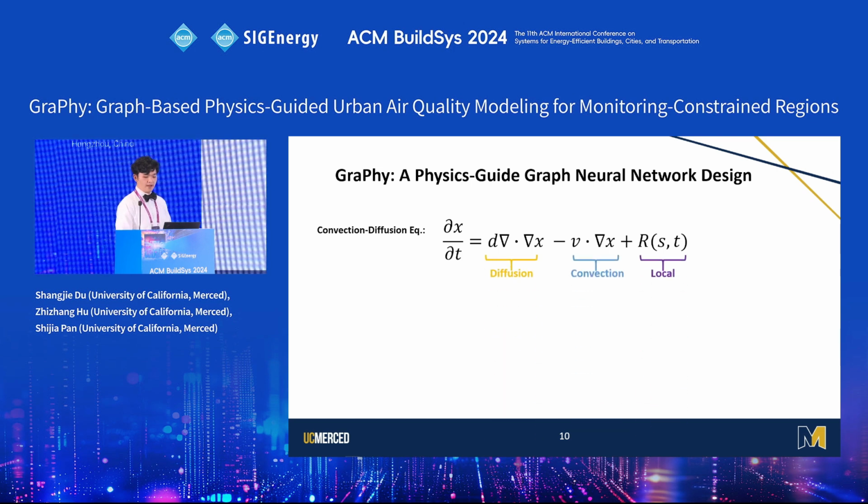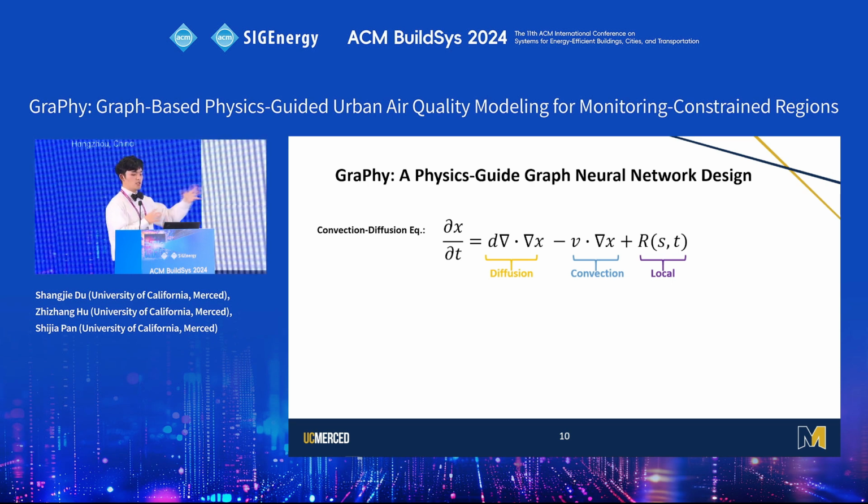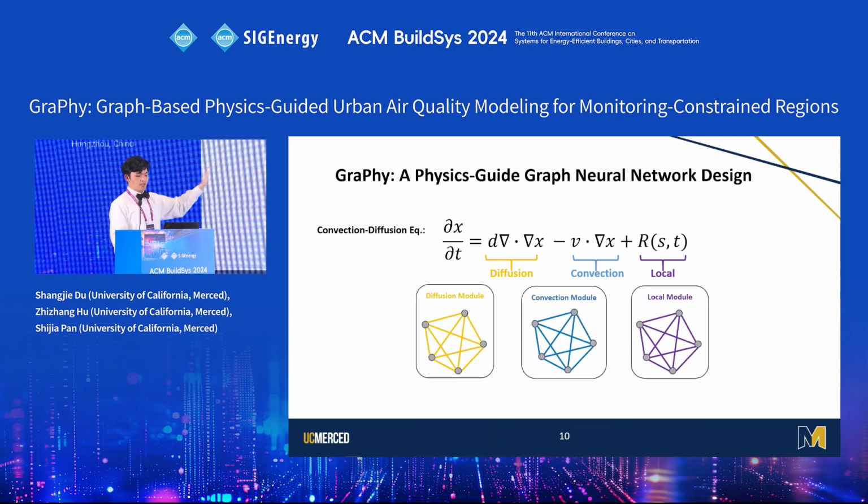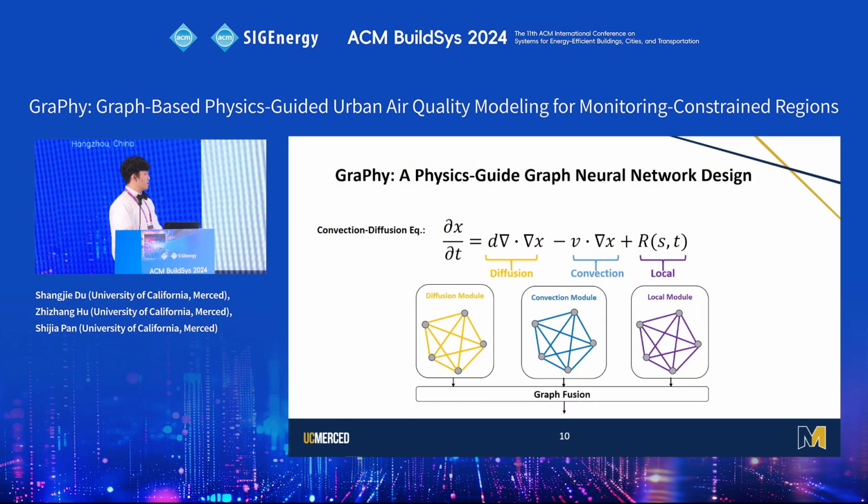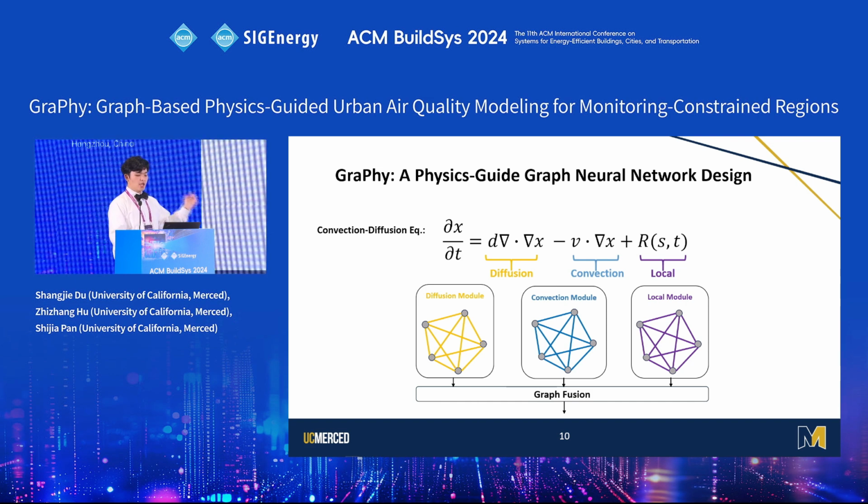So first of all, we have a diffusion section that describes the movement of pollution due to the different concentrations of pollution. And then we have convection that describes the movement of pollution due to external forces like wind. And then finally, we have the local part, which describes pollution sources, like factories and farms. We use 3 separate subgraph modules to learn each of these phenomena separately, and then fuse them together with a graph fusion layer to describe the change of pollution over time.